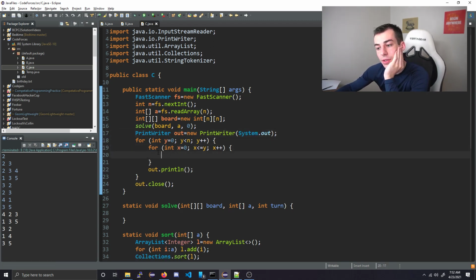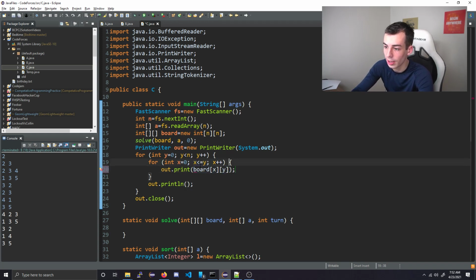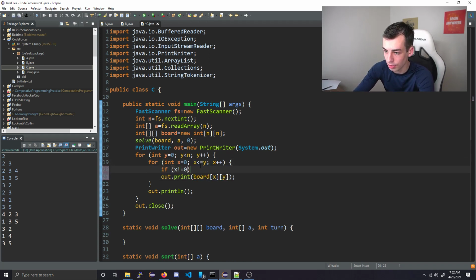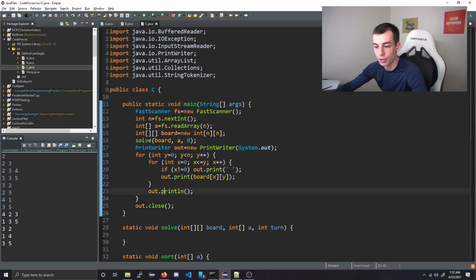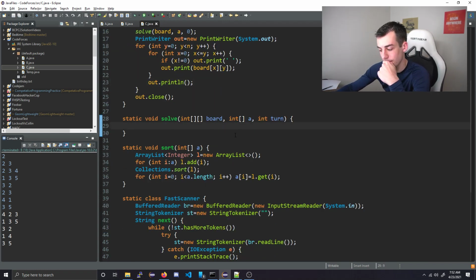All right, in this case, we need to print everything in this row. So out.print board at xy, and then if x is not equal to 0, out.print a space. So this should be what we're looking for. Good. So now we just need to solve this.